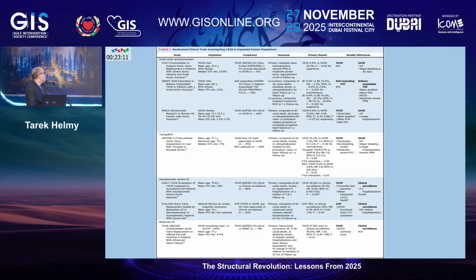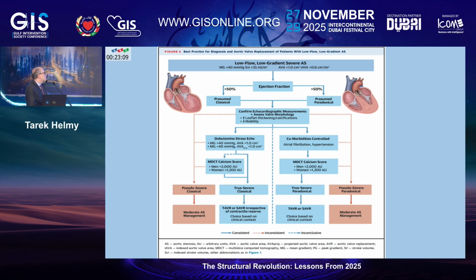We're not going to spend too much time on the list of studies, but we're going to touch on the low flow, low gradient. As you all know, this is just a reminder that you can have this phenomenon with a low ejection fraction, where the recommendation is to do the dobutamine stress challenge to define whether it's pseudostenosis or real stenosis, and the paradoxical low flow, normal EF, where you are recommended to do a calcium score and look at a stroke volume index of 35 or less.